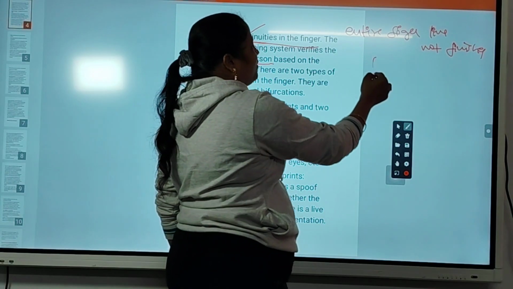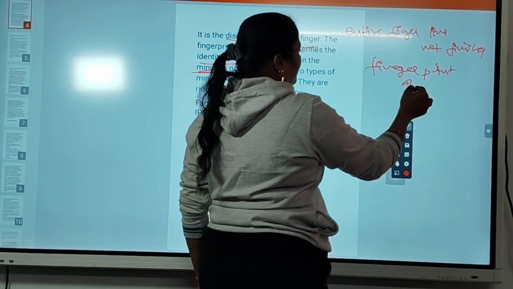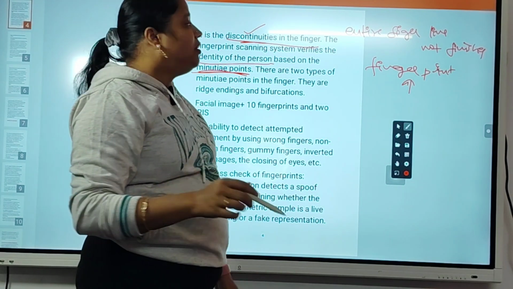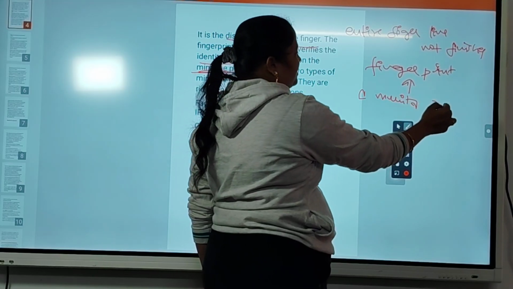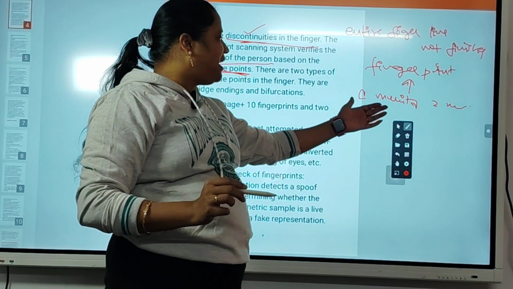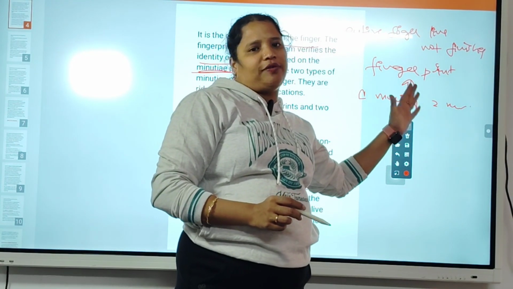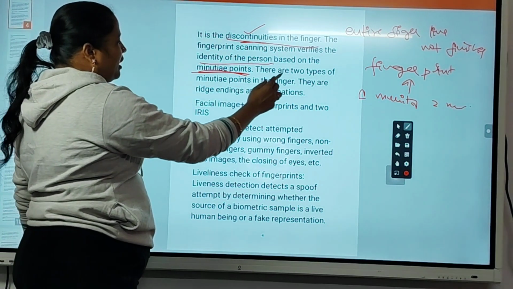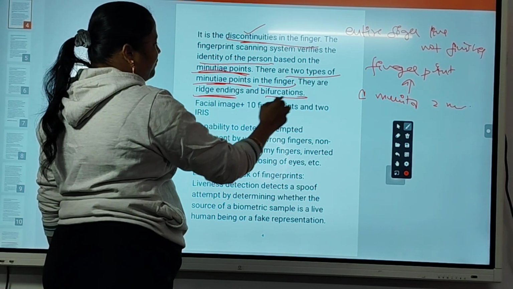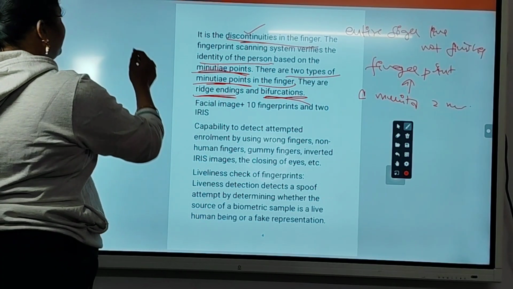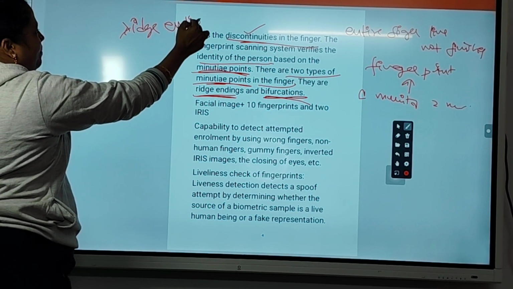Each person's fingerprint is always unique and different from other persons. No two fingerprints are the same. One person has one minutia, one incompleteness, and the second person will have another. That is a basic thing of identification. Fingerprint is a major and basic thing of identification. There are two types of minutia points in the finger: ridge endings and bifurcations. Ridge endings mean finger ending, incompleteness.